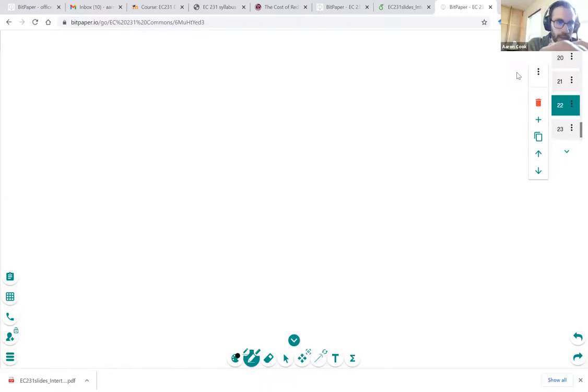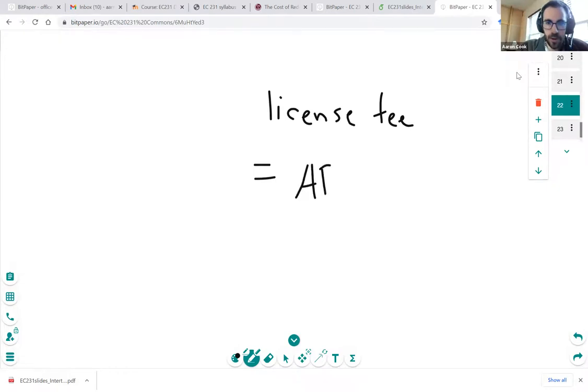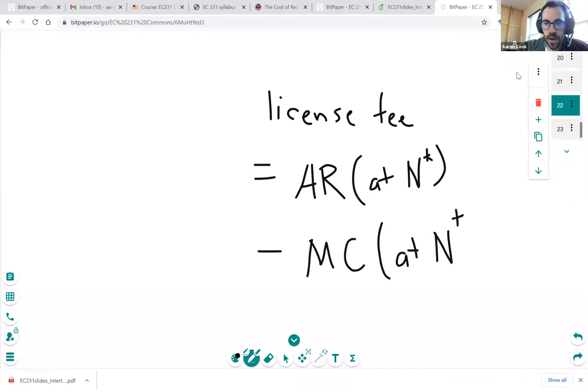The optimal license fee, the license fee that will help us replicate the socially optimal level of fishing, is going to be average revenue at N star minus marginal cost at N star. In principle, that's the level of the license fee that will lead to the socially optimal amount of fishing. That's the amount that will make profit zero or negative for any boats that try to enter after the 650 boats, or the N star number of boats.